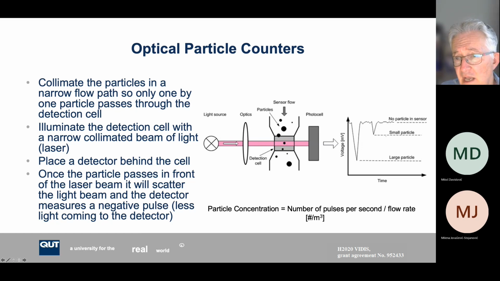And we can see that larger particles will block more light than small particles. Some devices even measure the intensity of these pulses, and from the intensity of the pulses estimate the particle size. Advantage: these are simple instruments. Lasers and detectors today are cheap. The disadvantage is that they can only measure large particles.